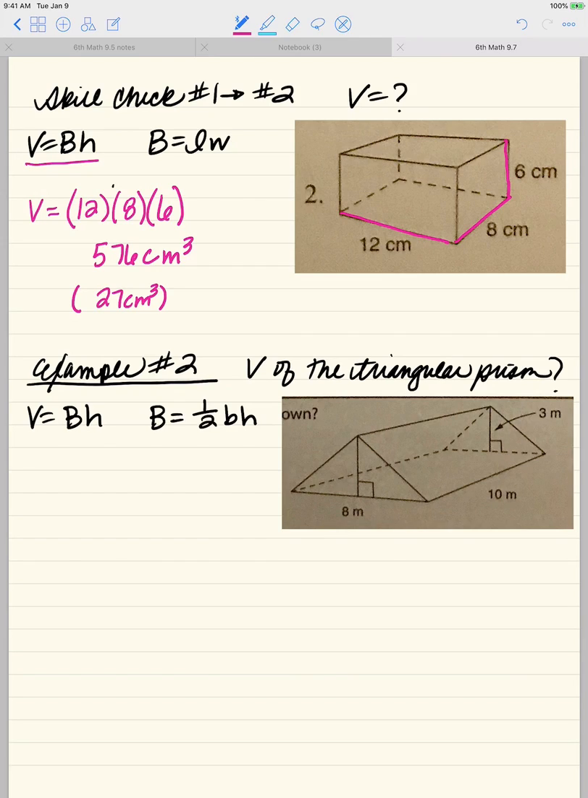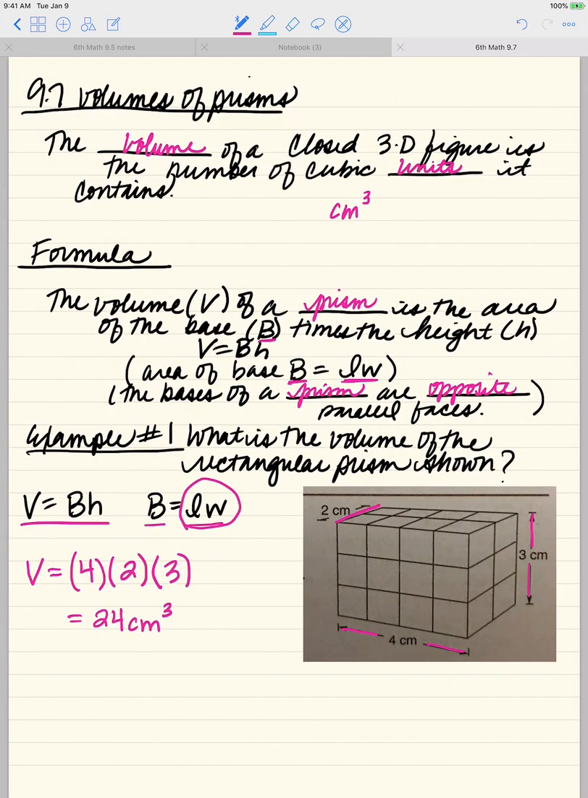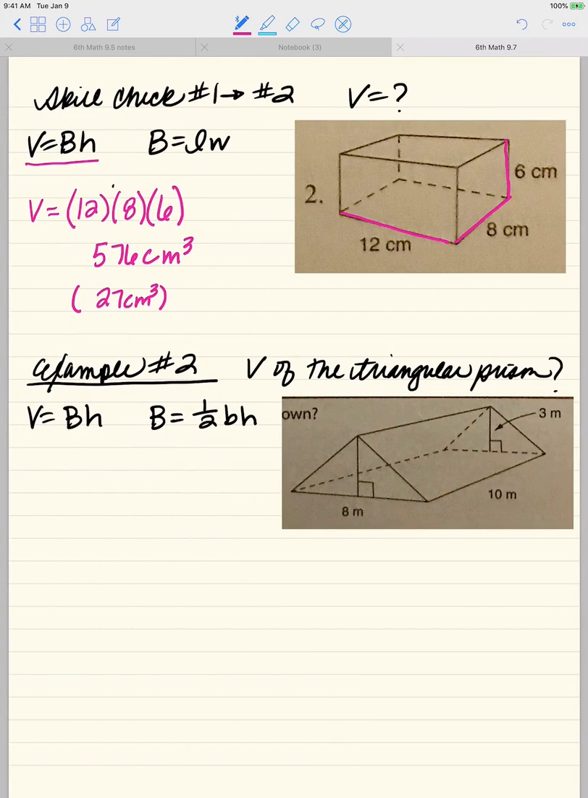Now, what is the volume of this triangular prism? Sometimes the bases of a prism are not on the bottom or the top, because remember we defined our bases of a prism as the opposite parallel faces. So the opposite parallel faces in this triangular prism are these two triangles right here. Okay, there's our height, and we have our base of these two triangles.